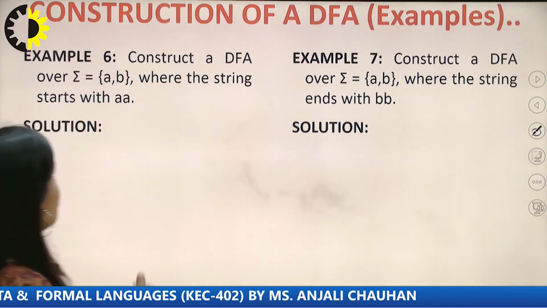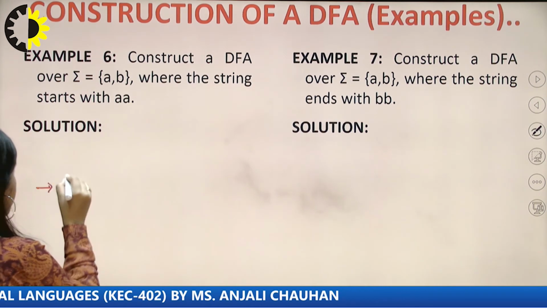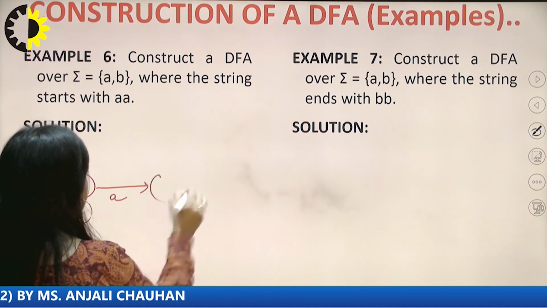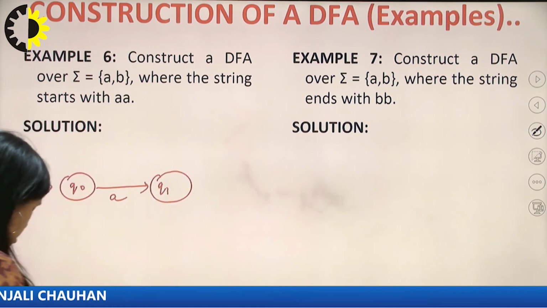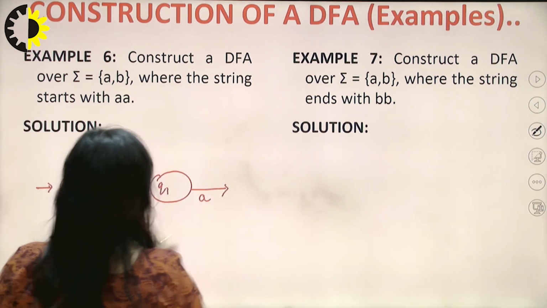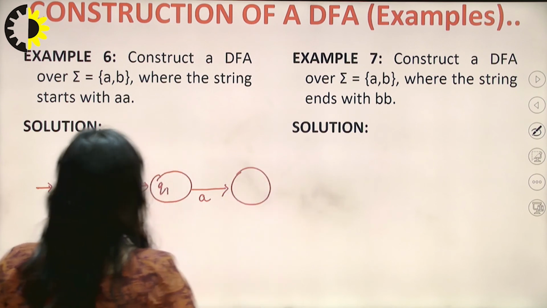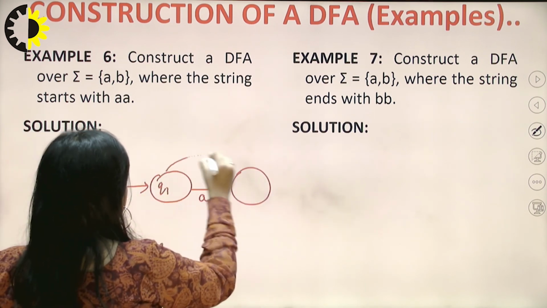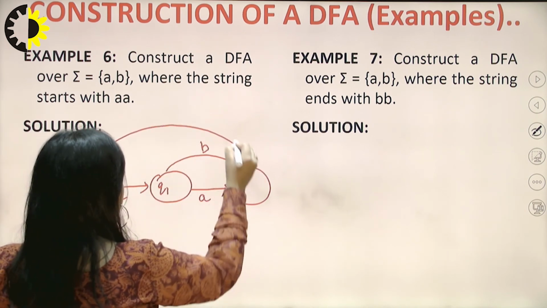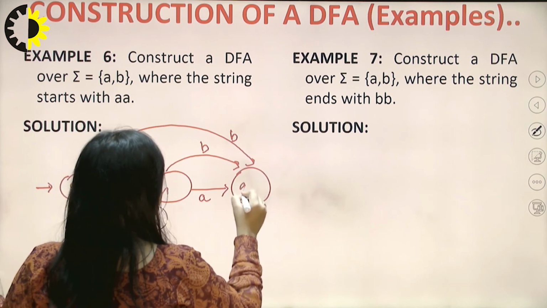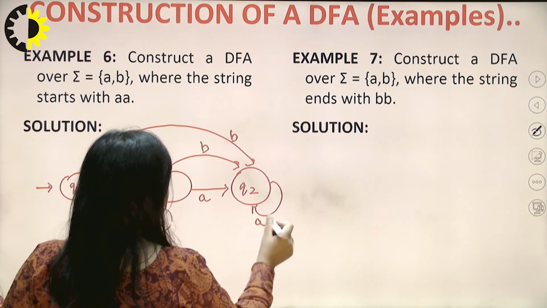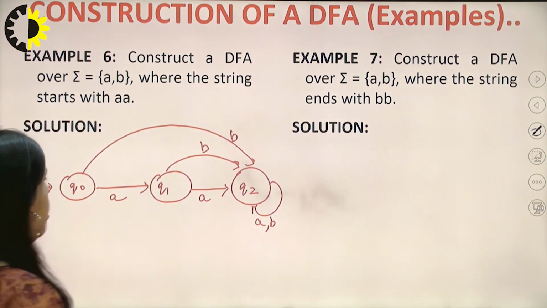Next, construct a DFA where the string starts with A and again ends with BB. So starts with A, that means Q naught. Okay, it produces A. Okay, so now if it takes B, we can put it in here or this, and Q2 can have any combination of A and B.